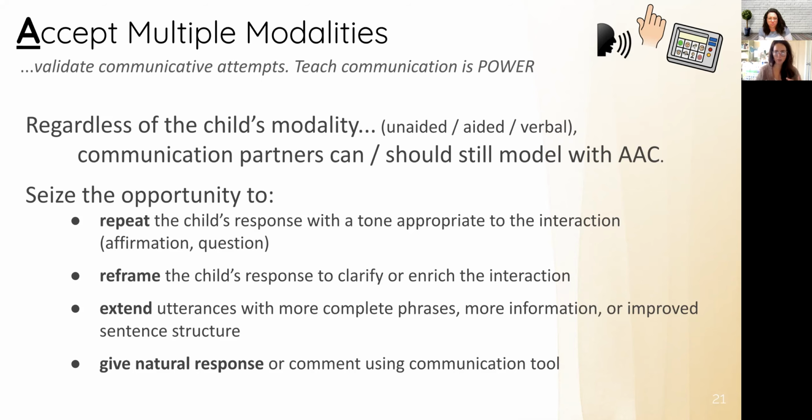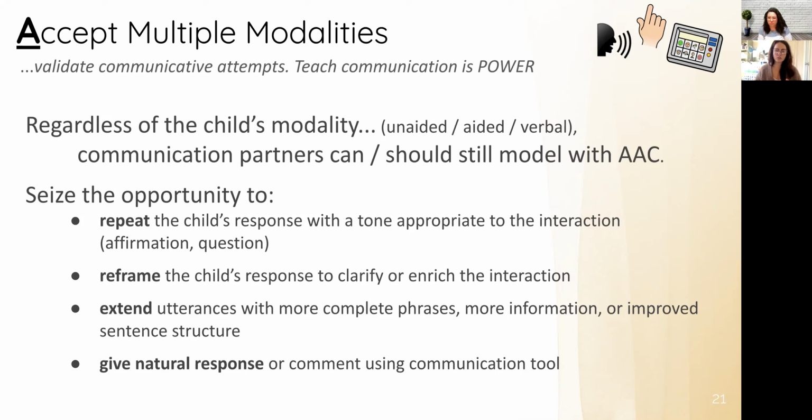And here are some of the steps we're going to use. We're going to repeat the child's response with a tone appropriate to the interaction. So are we affirming it? Is it a question, do we think? Then we're going to reframe the child's response to clarify the message or to enrich the interaction. We're going to extend the utterance with a more complete phrase, with more information or improved sentence structure. And then we're going to give a natural response or comment using a communication tool.